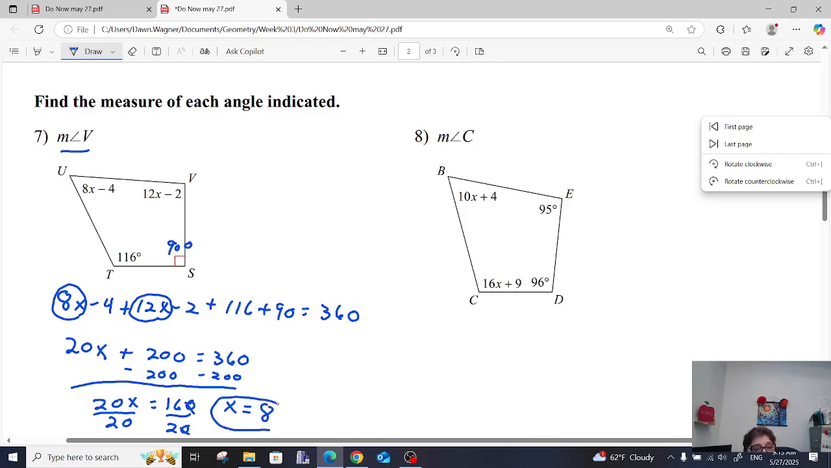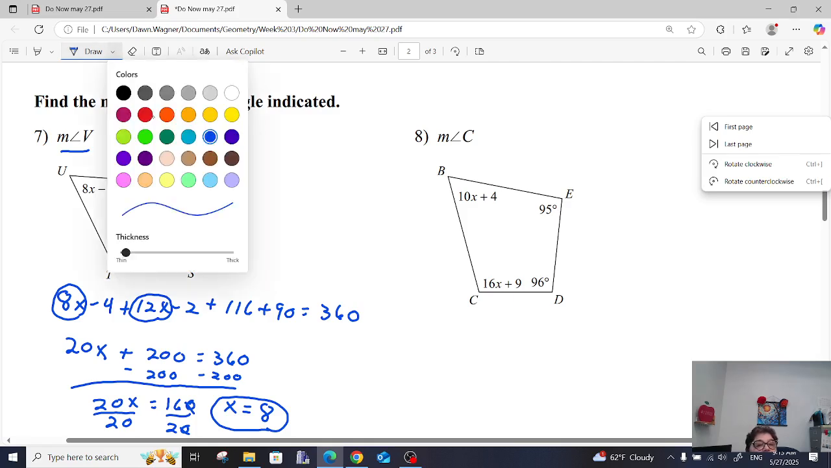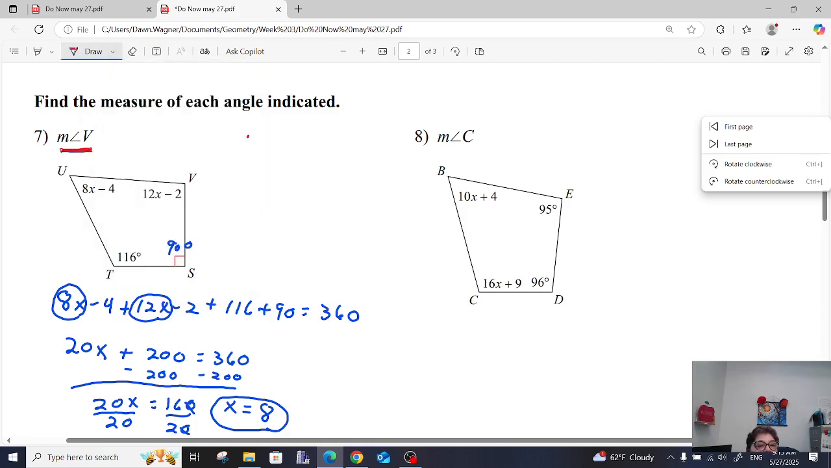Am I done? No, I'm not done because it asked for the measure of angle V. So the measure of angle V would equal 12 times 8 minus 2, which is 96 minus 2, is 94 degrees. So if you forget this last step on a test, then I have to take off points because it's asking for angle V. Just be careful.